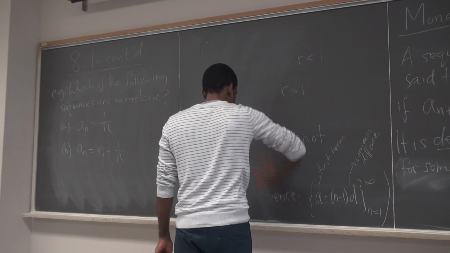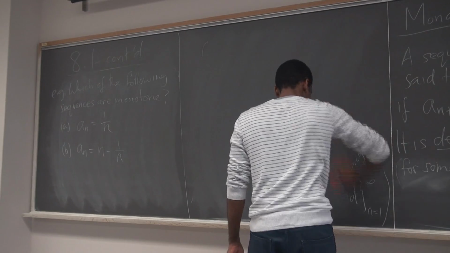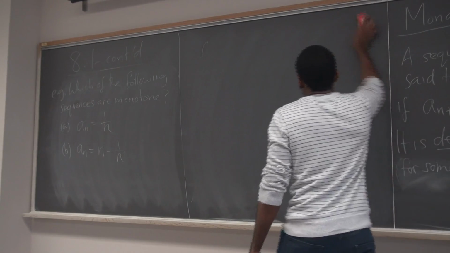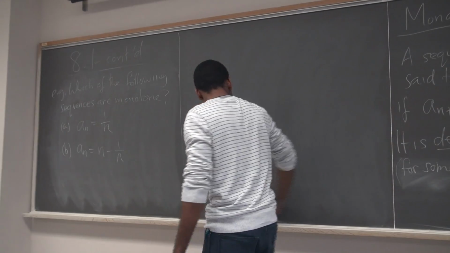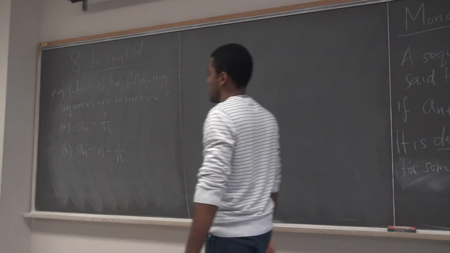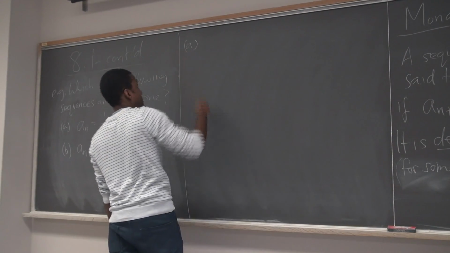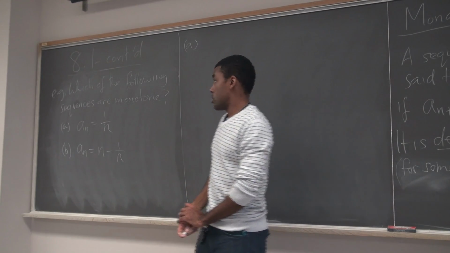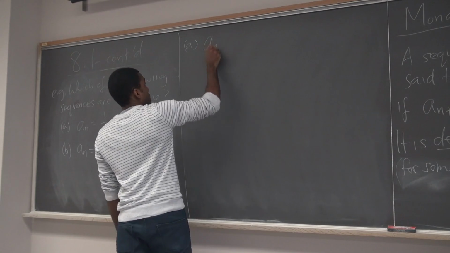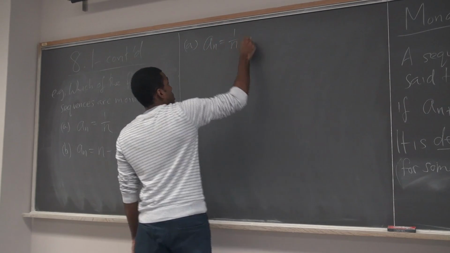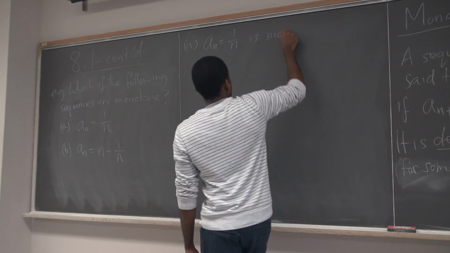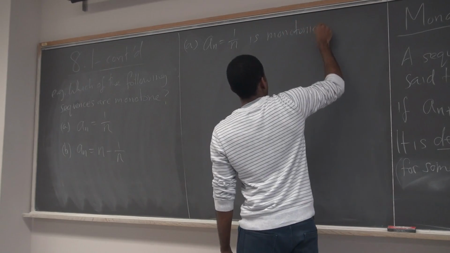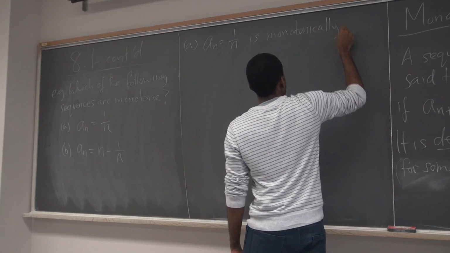Are these monotone? If so, are they increasing or decreasing? A. Decreasing? Is it decreasing? Decreasing. a n equals 1 over n is monotonically decreasing.